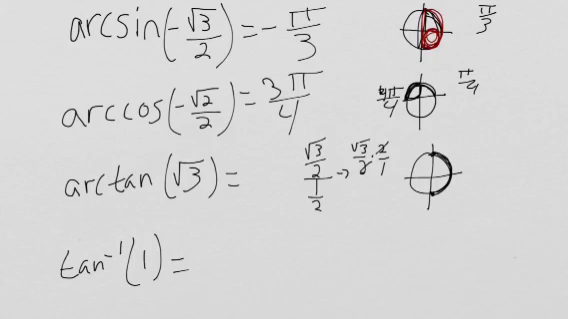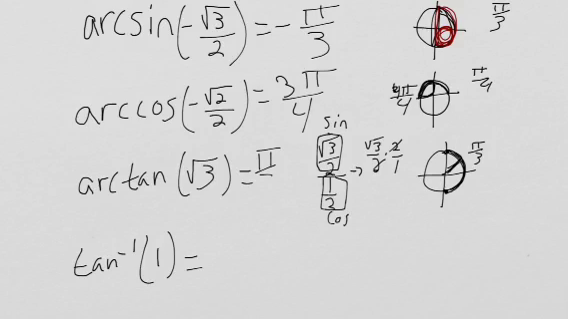So this is sine, that's sine, and this is cosine. Alright, so the reference angle where sine is root 3 over 2 and cosine is 1/2 is at pi over 3. Alright, so that's our final answer, pi over 3.